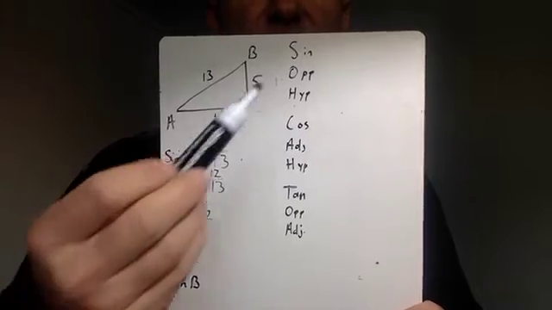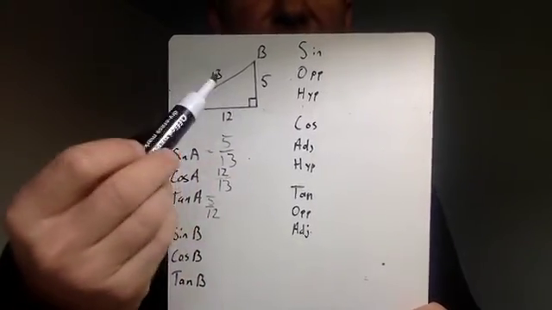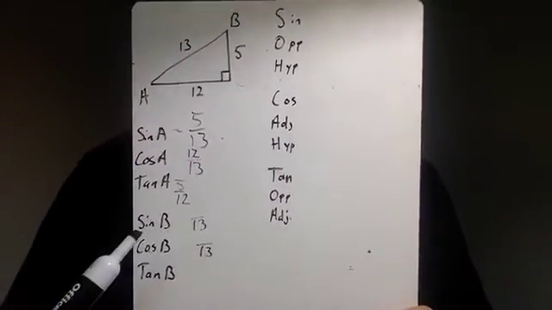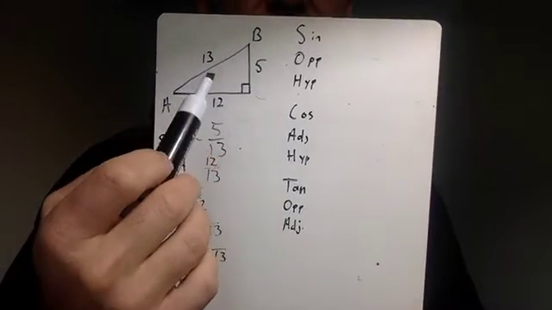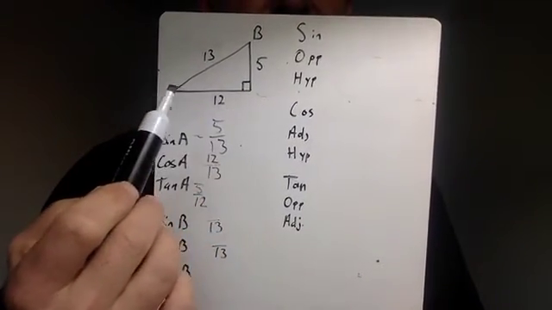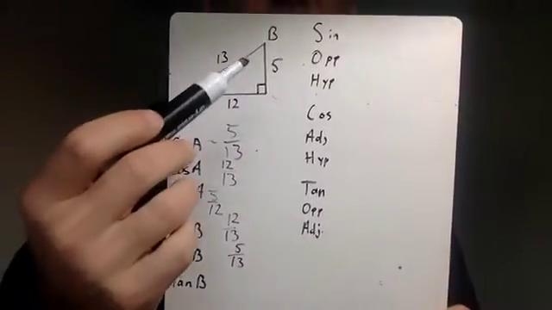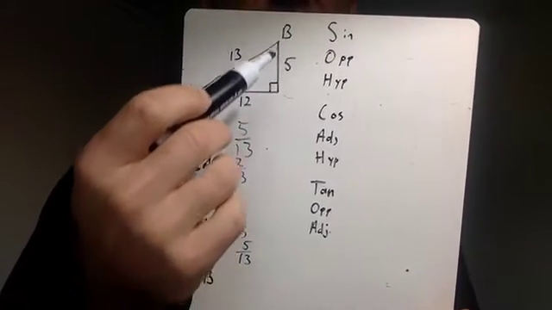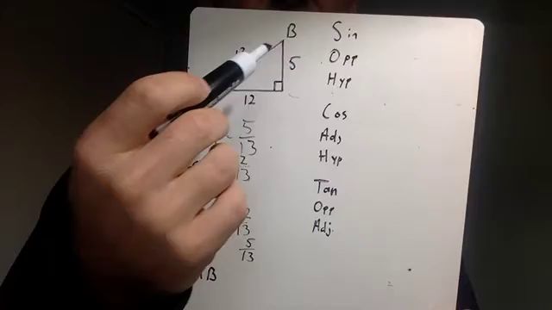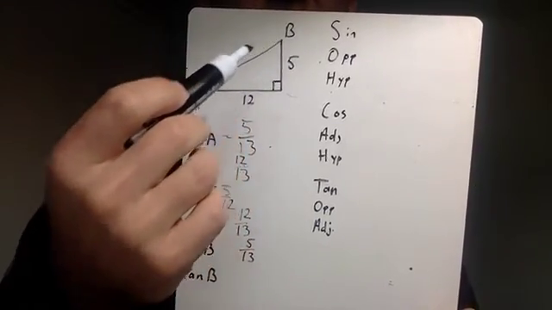Sine of B is opposite over hypotenuse. The hypotenuse is 13. That doesn't change regardless of what angle you're looking at. So cosine and sine are still both going to be over 13. It's the numerators that are going to change because now the opposite of B is not 5, it's 12. Opposite of A was 5, opposite of B is 12. So it's 12 over 13, and then cosine is 5 over 13, because right next to B is 13 and 5. Those are the two sides that make up B. But 13 is the hypotenuse, so it has to be 5 as the adjacent side.